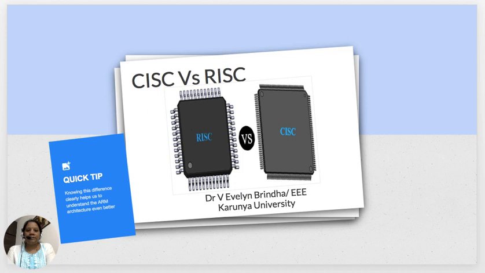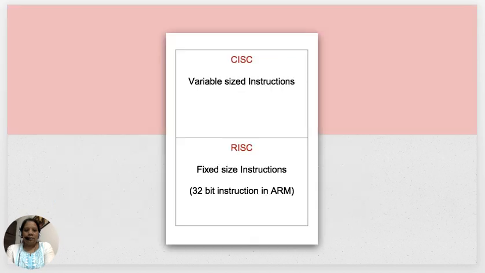First of all, before we start the difference, let us recall the abbreviations of CISC and RISC. CISC stands for Complex Instruction Set Computer, whereas RISC stands for Reduced Instruction Set Computer. Now let us see what is the major difference.